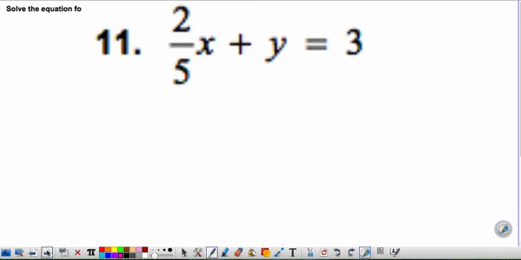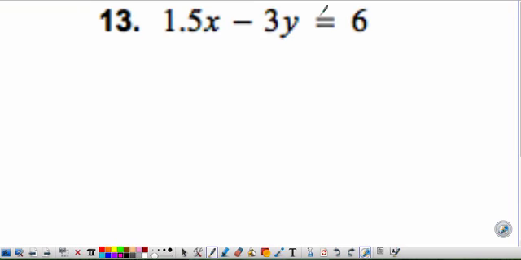Okay, let's skip on over to number 13. What do you notice about number 13?